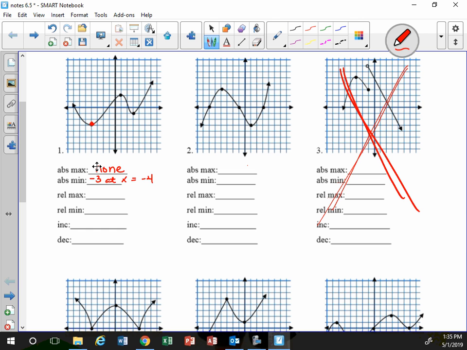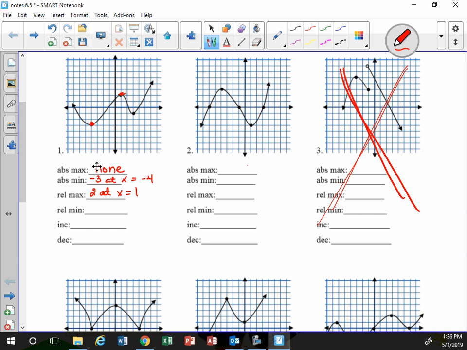All right. Then relative max. We know that it goes to infinity, but anywhere on the graph do you see the top of a hill? Yeah, like right here. How high does it go? 2 at x equals 1. And that's the only relative max, right?